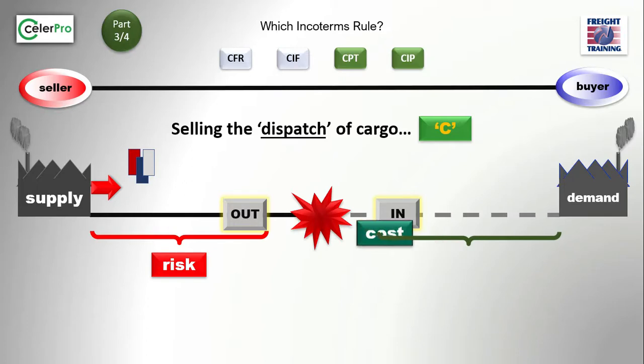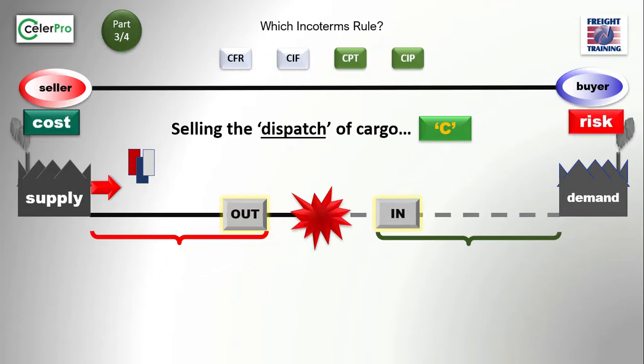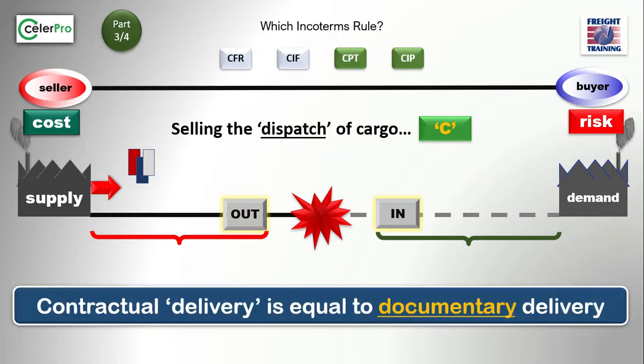In a C prefix contract, the seller carries the cost of the supply chain to the point in the buyer's country, but it is the buyer who carries the risk of the transport decisions made by and paid for by the seller. In a C prefix contract, contractual delivery is equal to documentary delivery, that is to say, the handover of documentation by the seller to the buyer.